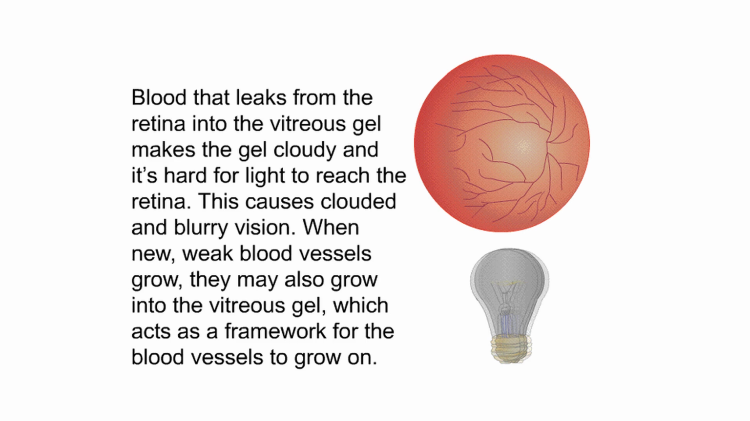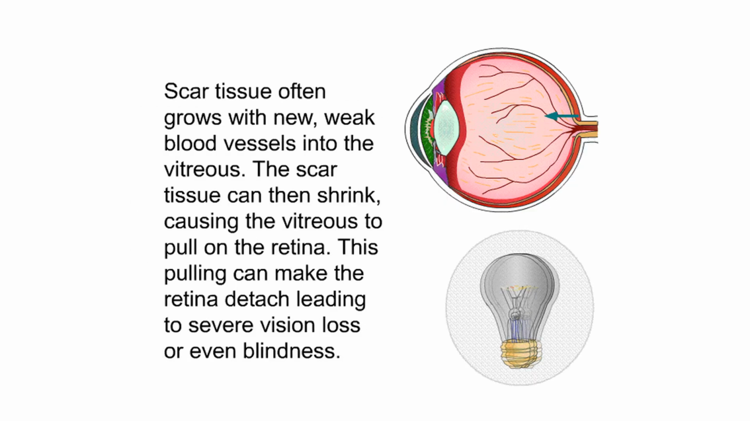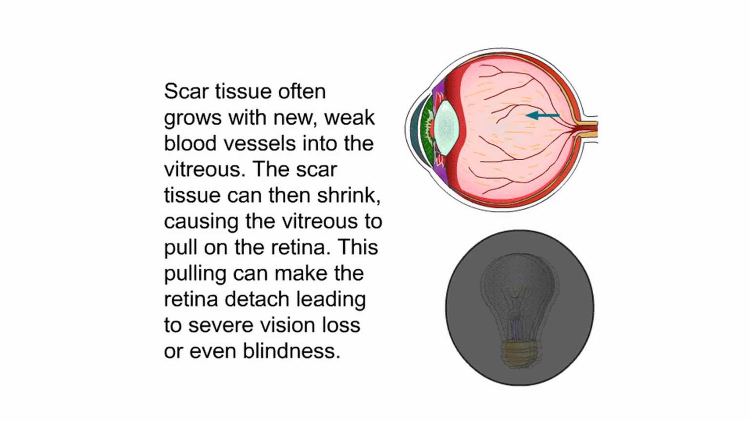When new weak blood vessels grow, they may also grow into the vitreous gel, which acts as a framework for the blood vessels to grow on. Scar tissue often grows with new weak blood vessels into the vitreous. The scar tissue can then shrink, causing the vitreous to pull on the retina. This pulling can make the retina detach, leading to severe vision loss or even blindness.